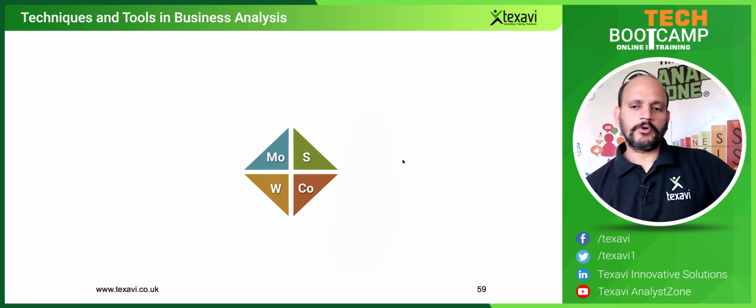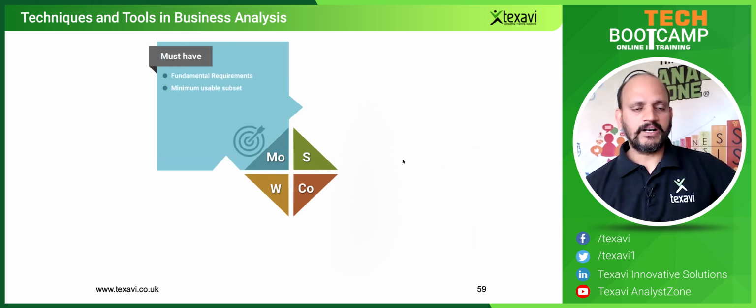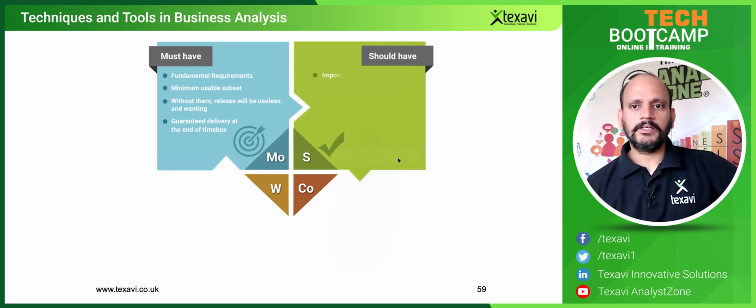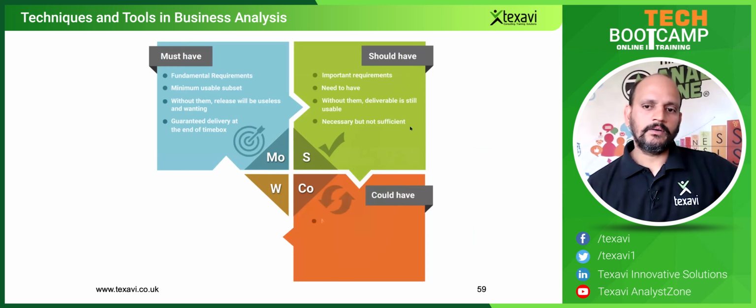Then the MoSCoW prioritization, moving on. Must have is the most important, the fundamental stuff, without which we will not be able to release the product. Very important, very urgent. The next level is should have: important, but may not be urgent. They're needed, but we can still deliver the product without them. That's why it's called should have. That's necessary, but not sufficient.